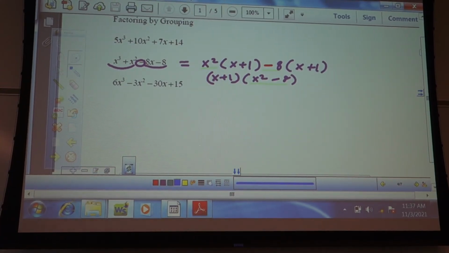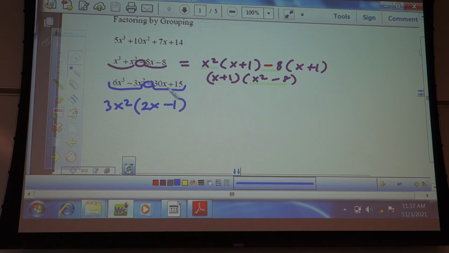Great, so let's see what we have here. First group, circle the negative, and the last group. What do you folks find we can pull out of the first group? 3x squared. And if you do that, you're left with 6x to the third divided by 3x squared is 2x, and then minus 1, 3x squared divided by 3x squared.